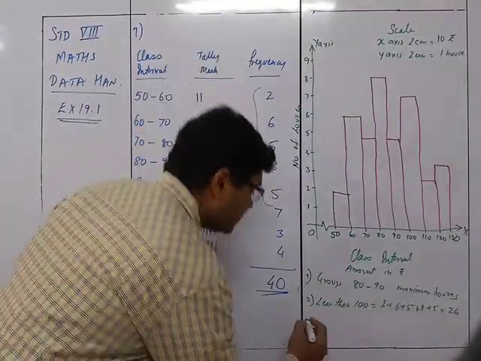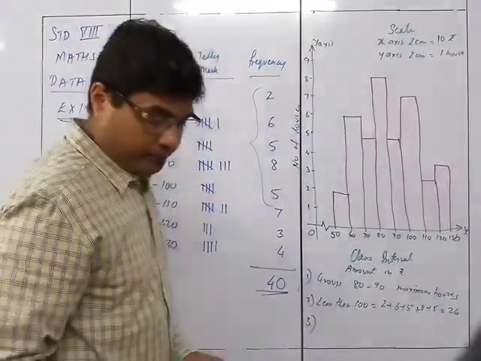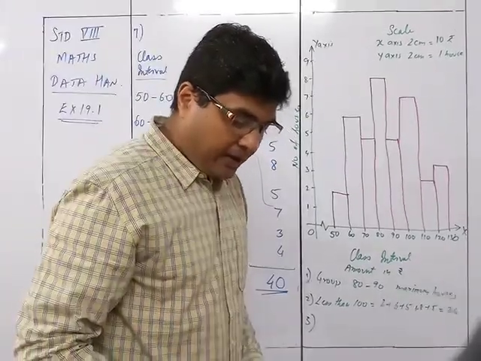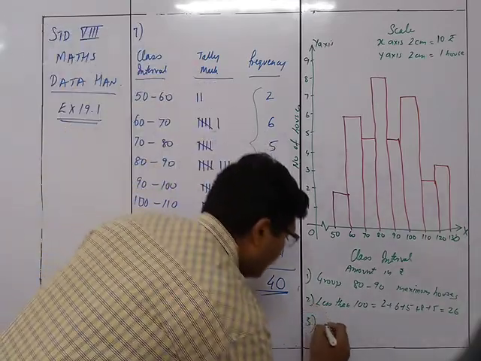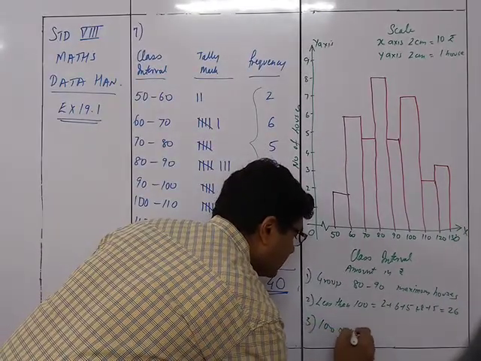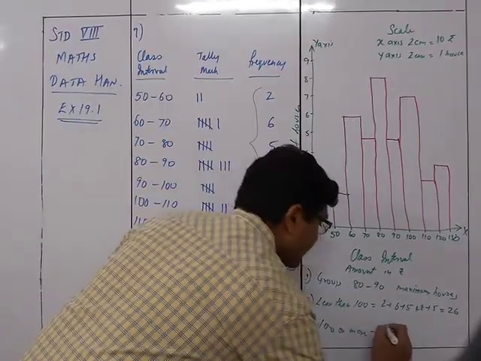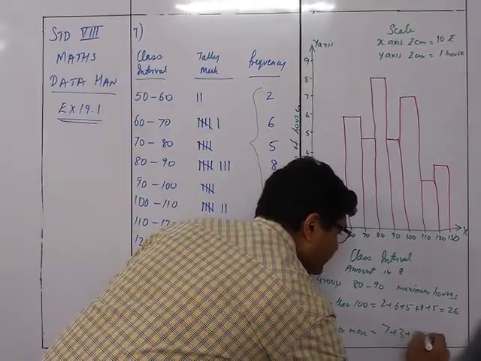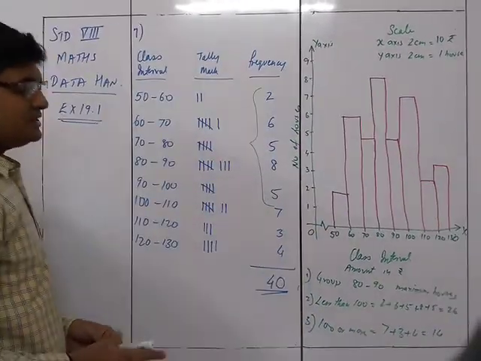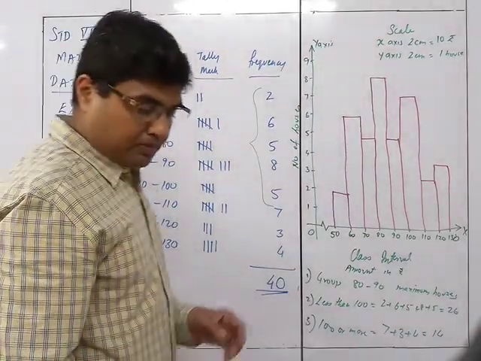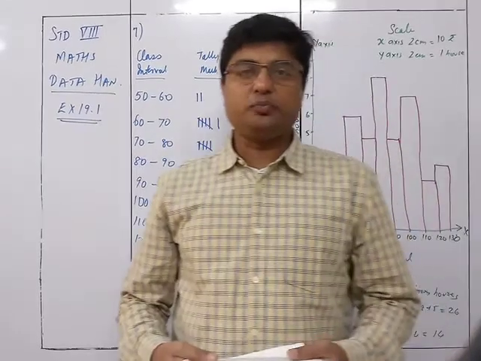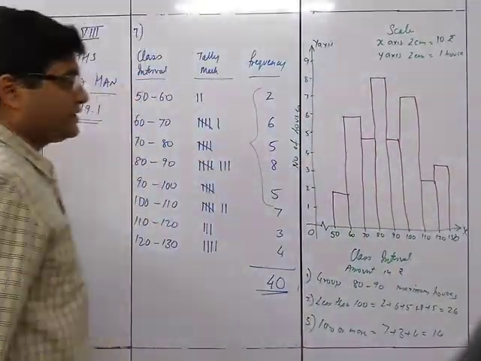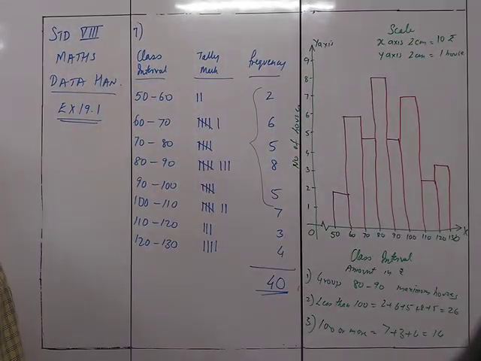And the third one is how many houses pay 100 or more? 100 or more will be this many. So 100 or more is equal to 7 plus 3 plus 4, which is equal to 14. So these are the answers for question number 7, the electricity paid by different houses.